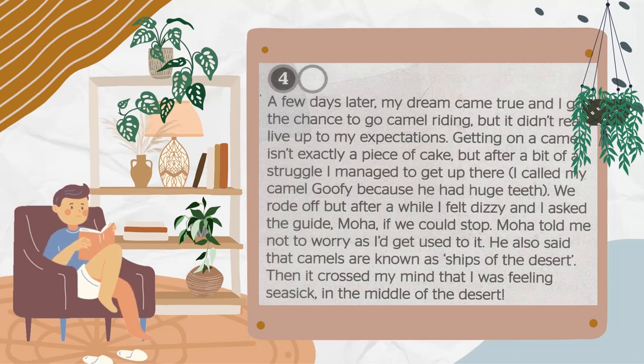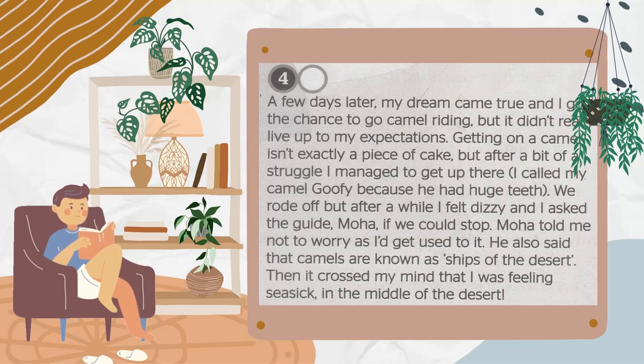A few days later, my dream came true and I got the chance to go camel riding. But it didn't really live up to my expectations. Getting on a camel isn't exactly a piece of cake, but after a bit of a struggle, I managed to get up there. I called my camel Goofy because he had huge teeth.